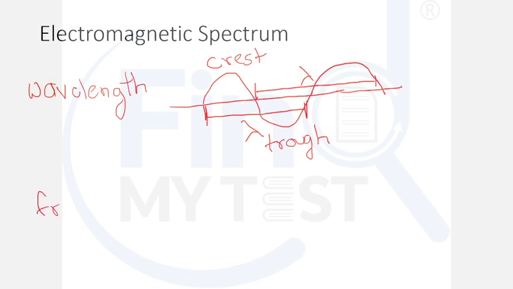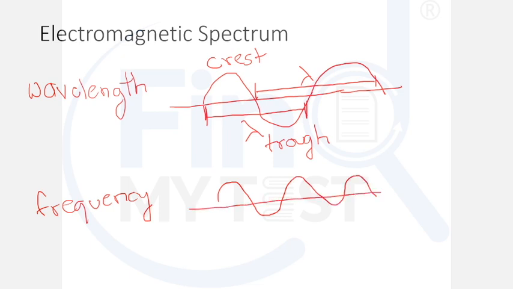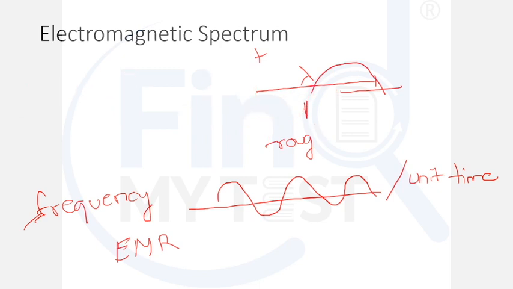Next is the frequency. Frequency is the number of oscillations of a wave per second, or per unit of time. As we are doing it for EMR, it would be the number of wavelengths per second. So that is basically frequency and wavelength. These two concepts you should know about a wave, which we actually learned in physics before.